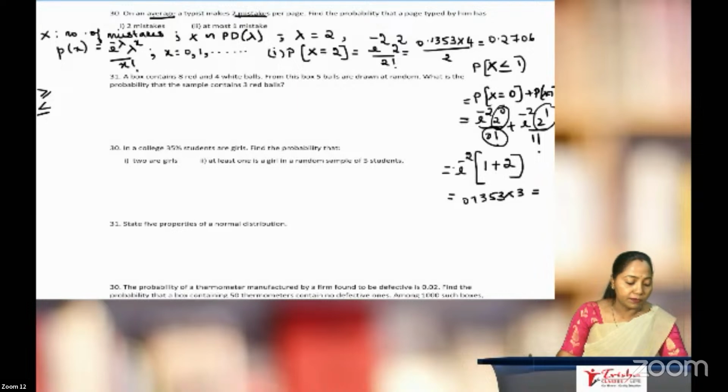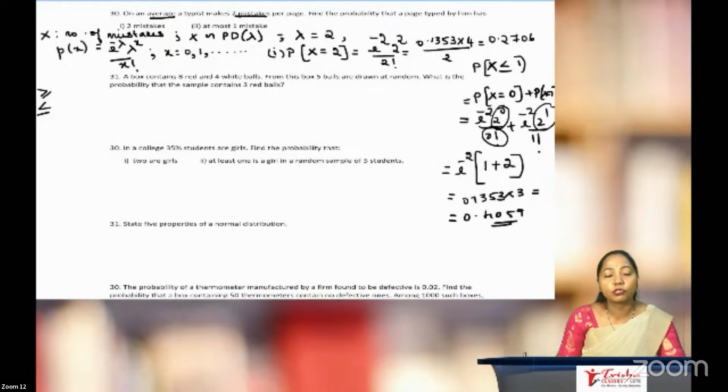0.1353 into 3. So it is 0.4059. Can I get the answer? 0.4059 will be the answer. Correct. Now, suppose for the same data, the question is to find at least one mistake.